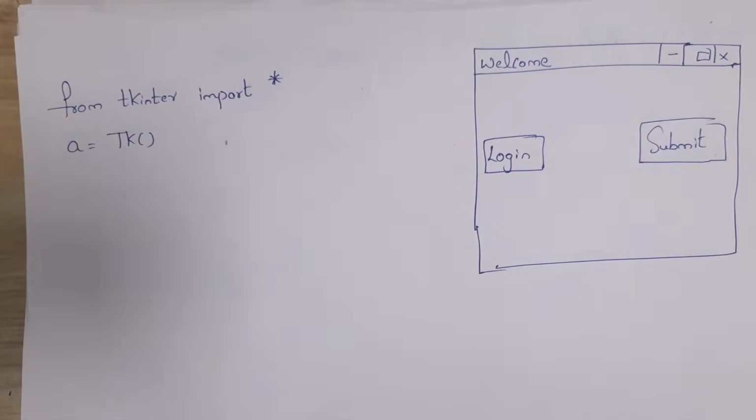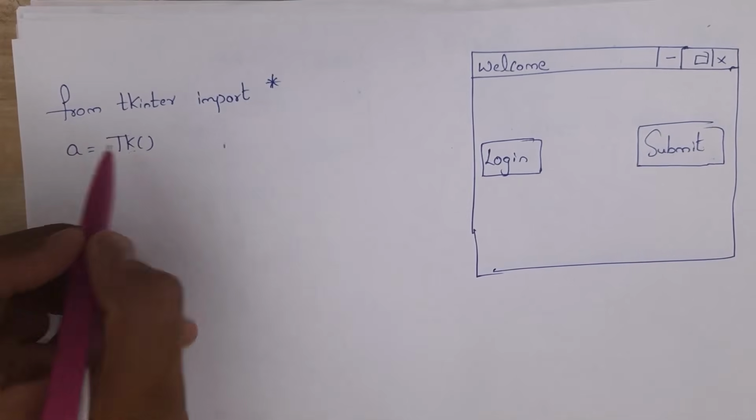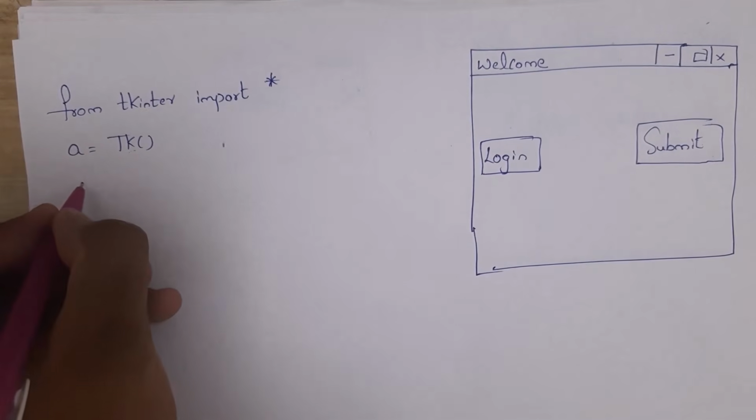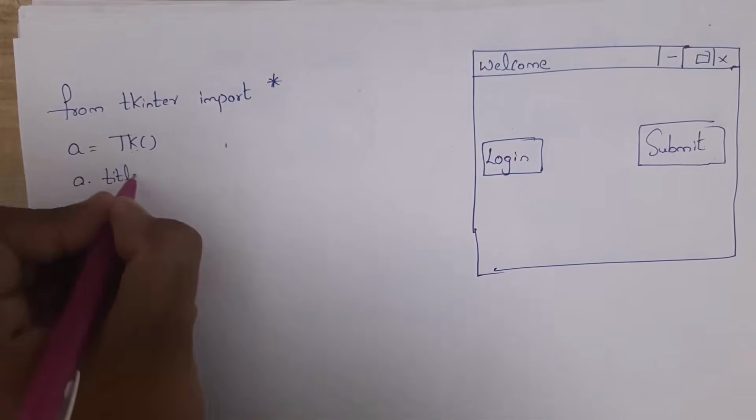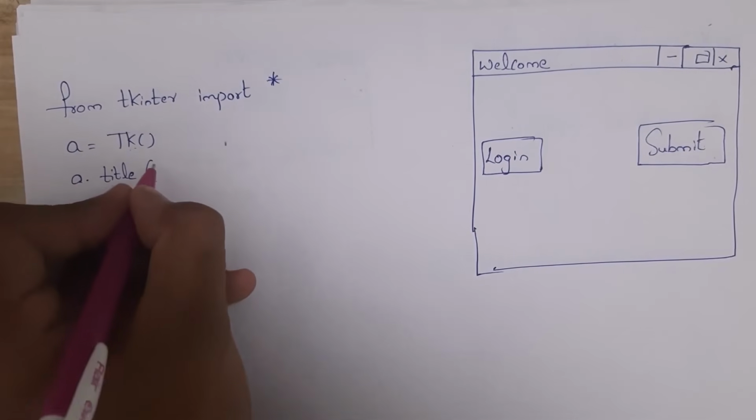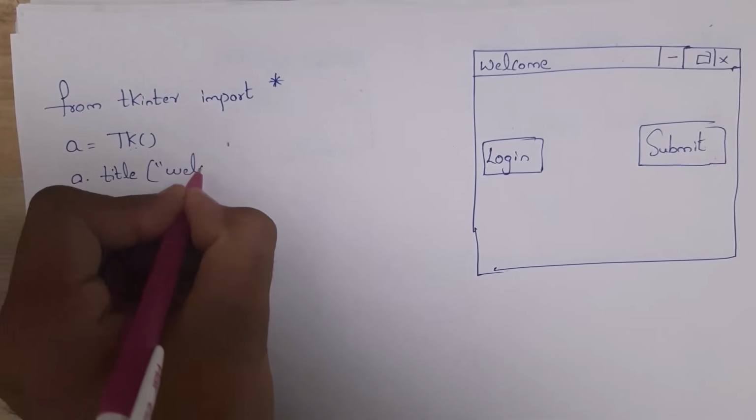Now inside this window, I want to give title as welcome. So just write here, my window is present in variable a. So definitely write here a dot title. And I want to give title, that is welcome. So in double quotations write welcome.